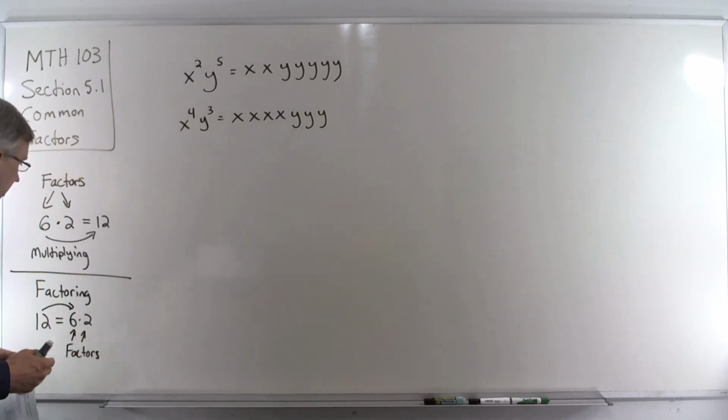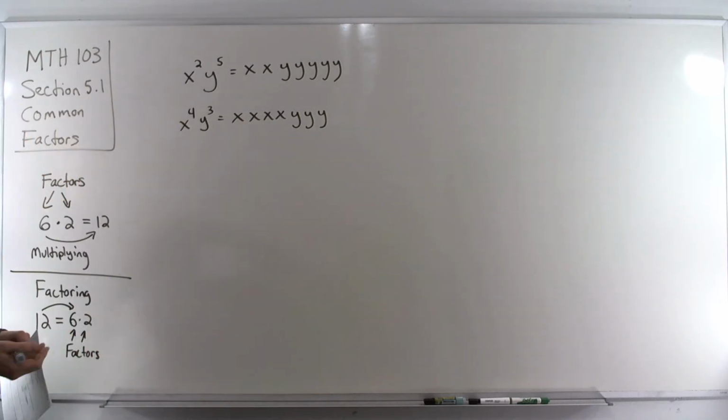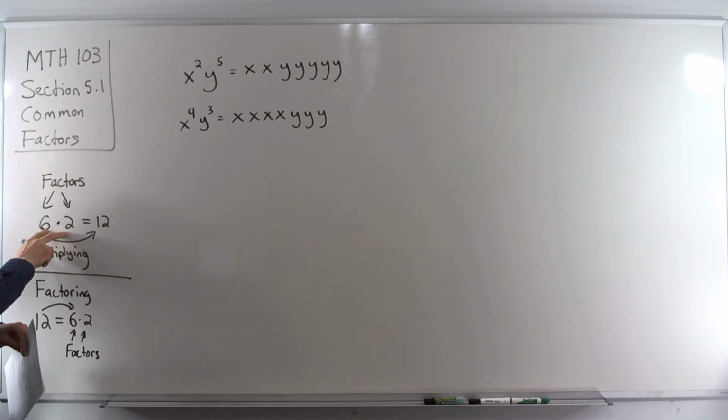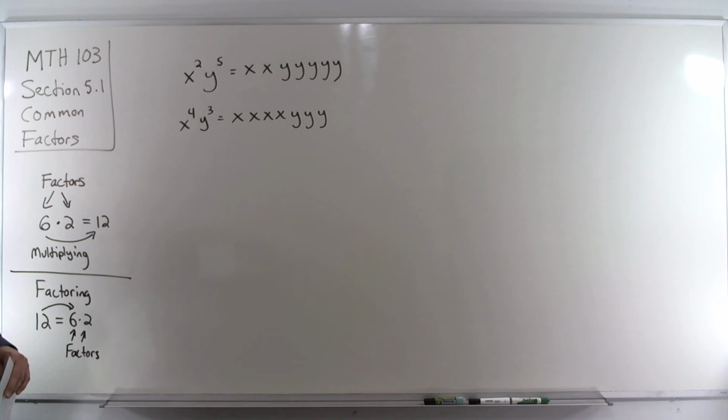So factoring and multiplying are opposite operations. We can take these two factors, 6 and 2, and multiply them together to get 12. Or we can do the reverse operation, starting from 12, and break it up into its two factors, 6 and 2.